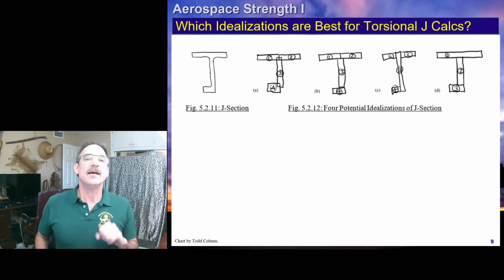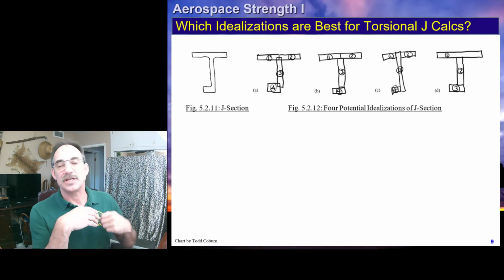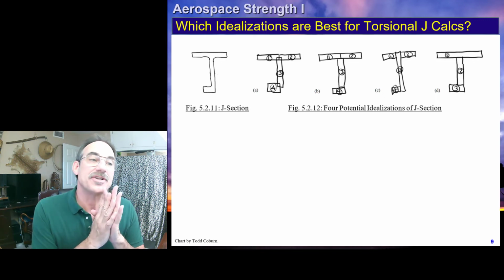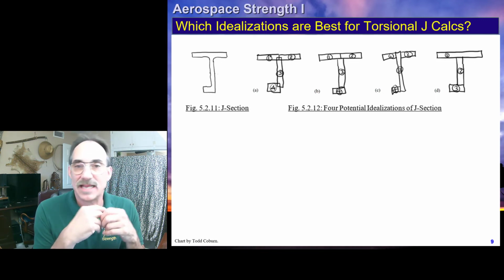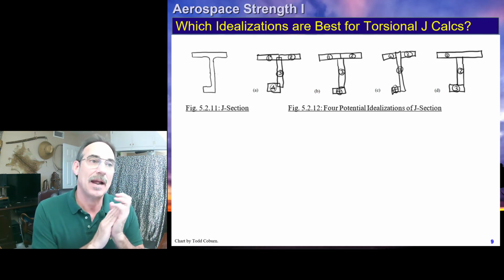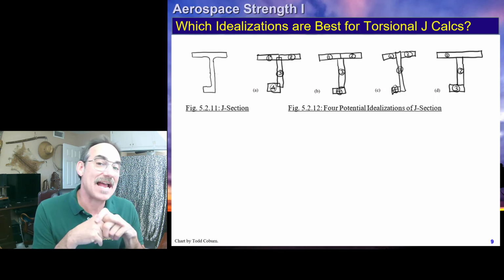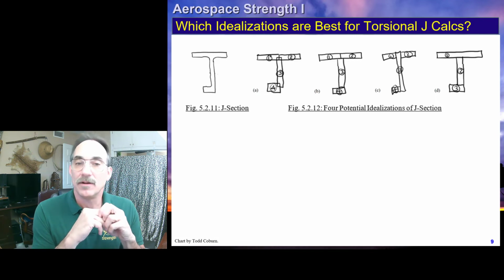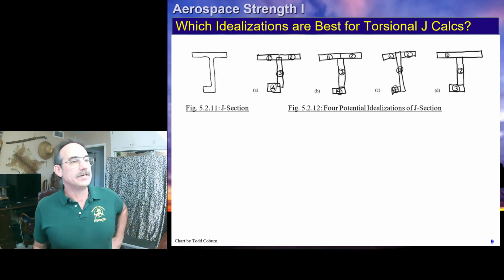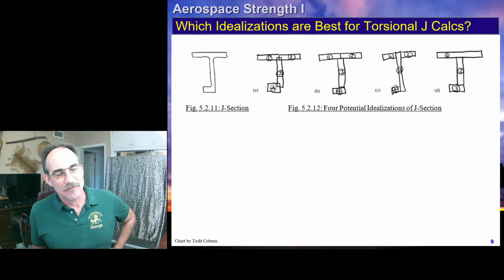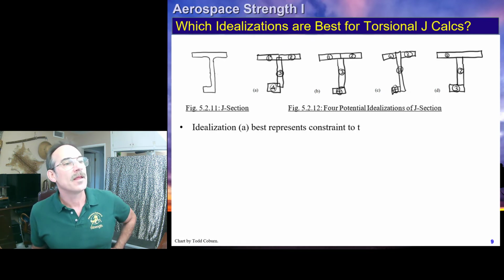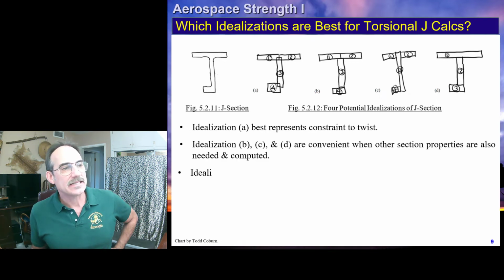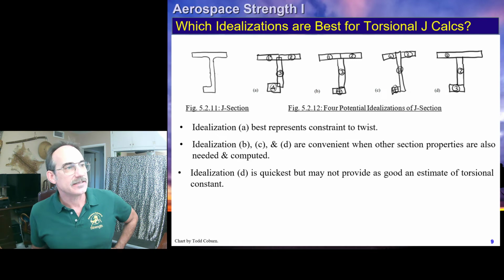B and C have the benefit of actually not double counting for any area, so they're good if you need to also calculate, say, bending of the section and other section properties. D is the fastest and easiest, but I believe gives a little less accurate value. Okay, all of these methods of idealizing can be seen by people's work in industry. Okay?